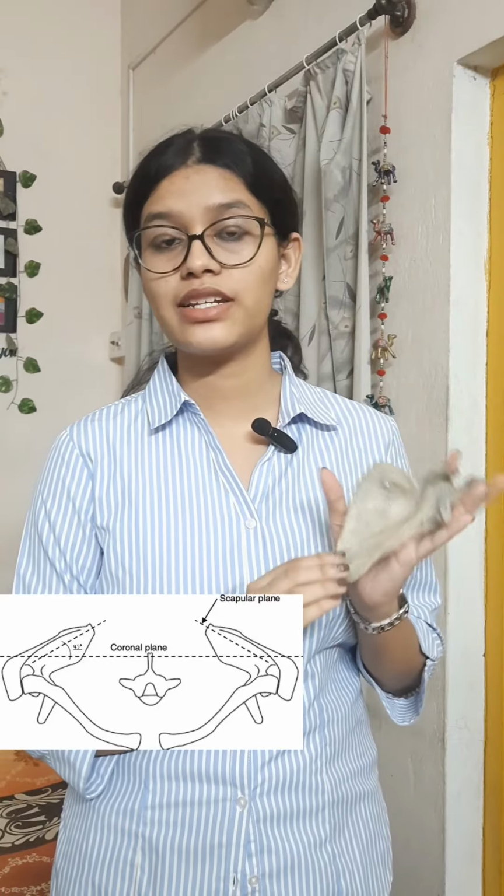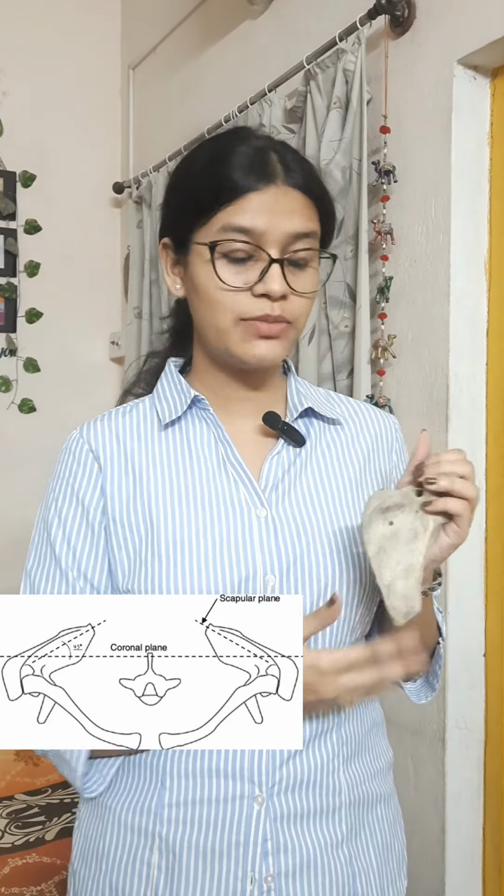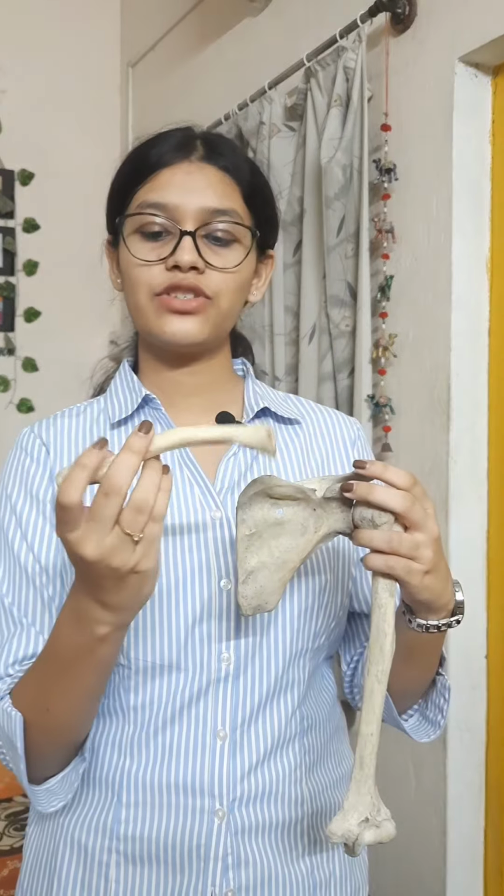One more thing to note is that scapula lies more laterally than posteriorly. So it lies at an angle of 45 degrees with the coronal plane. So this is the coronal plane and it lies 45 degrees to the coronal plane. This glenoid cavity articulates with the head of the humerus, and the acromion process articulates with the lateral part of the clavicle. So this is how the three bone system of the upper limb is articulated.